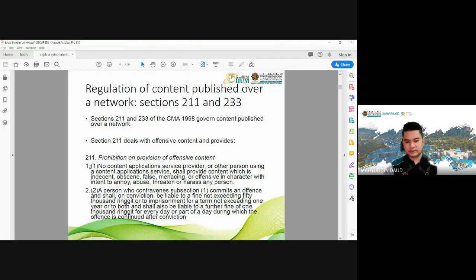No content application service provider or other person using a content application service shall provide content which is indecent, obscene, false, menacing, or offensive in character. This is the actus reus, and then the mens rea is with intent to annoy, abuse, threaten, or harass any person. Any person who contravenes it will be liable to a fine and or imprisonment. This is Section 211.